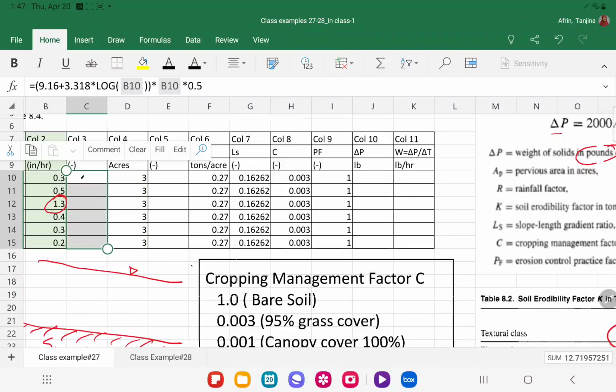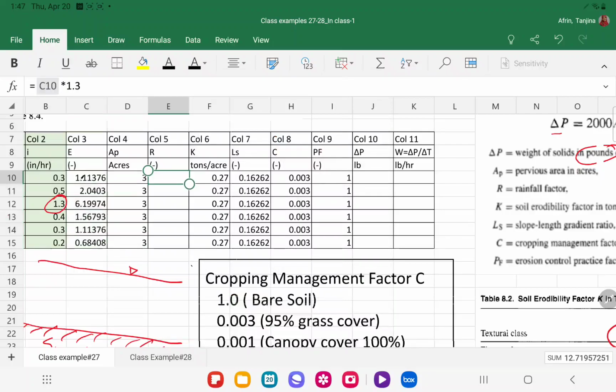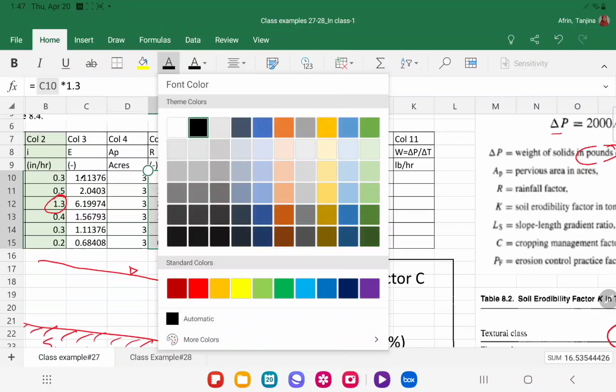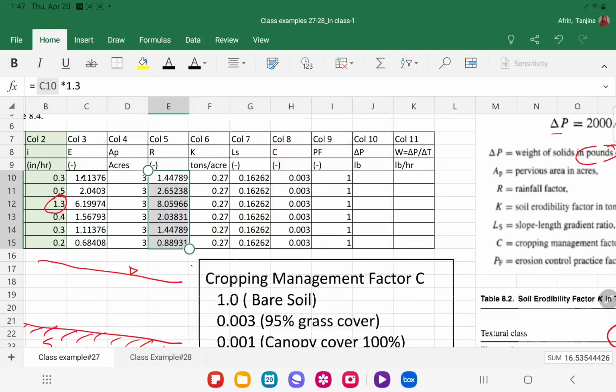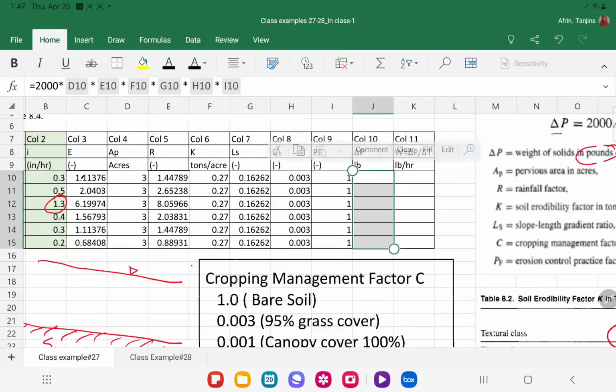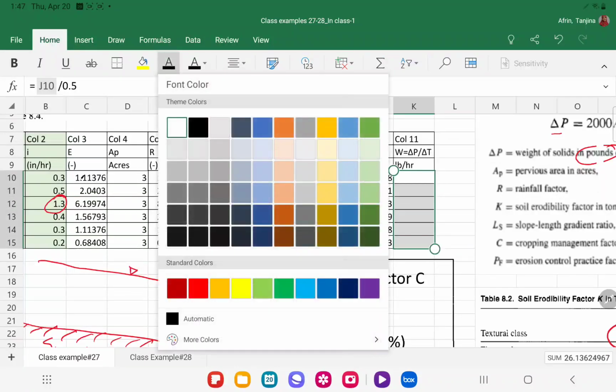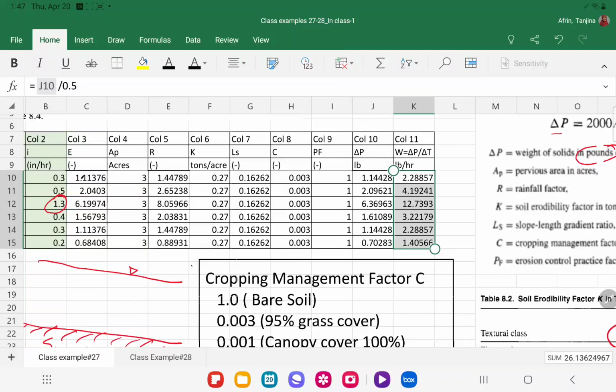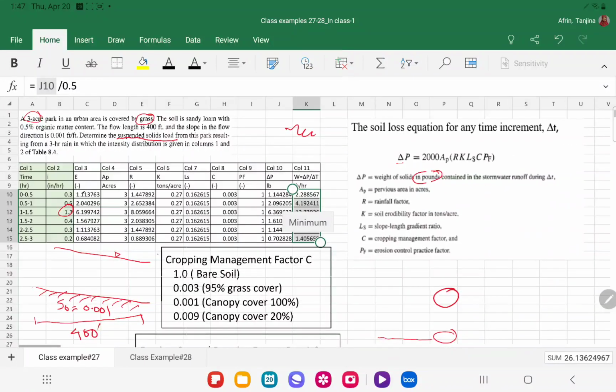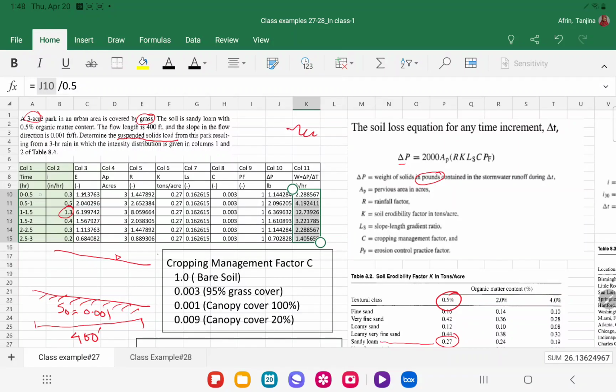Okay, so this one will be the E, and once you have the E, you can actually find out the R, and now you have everything. So multiply everything in between these, and if you divide that by 0.5, that is the W. For this question, for that 3 acre at each 0.5 time increment, that is the load. That is the suspended solid load from this part resulting from a 3-hour rain.